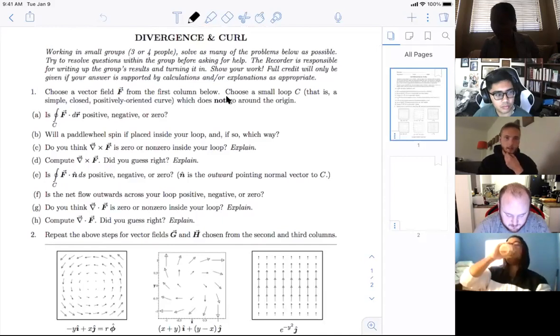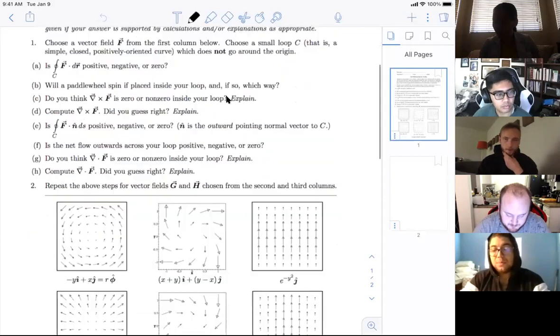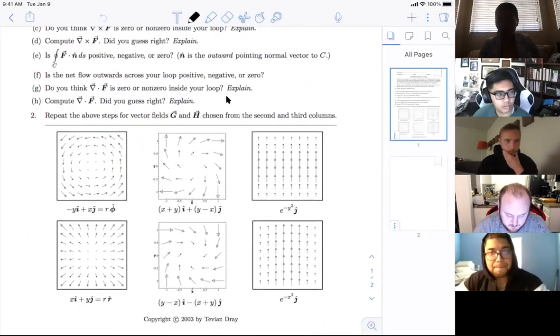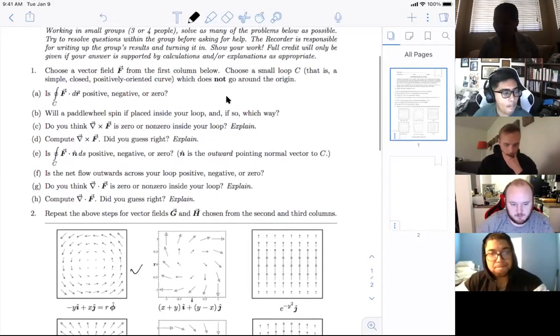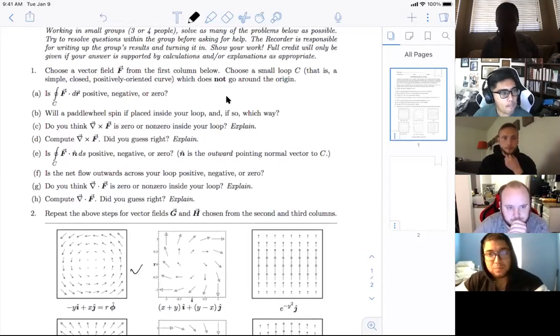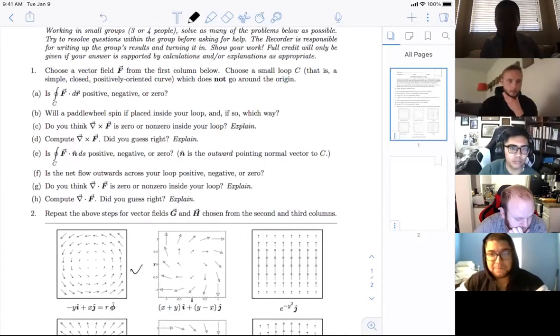Here it's asking us to choose a vector field from the first column below. So I think you either choose this first one or this one, right? They're very similar, and so it's also good for us to discuss. The first question is, if we were to do this line integral around a small loop, would that be positive, negative, or zero? Would any breakout rooms like to share with us what they worked on for the first question?